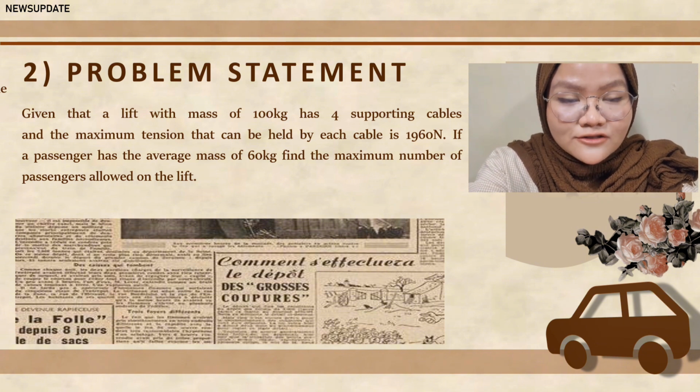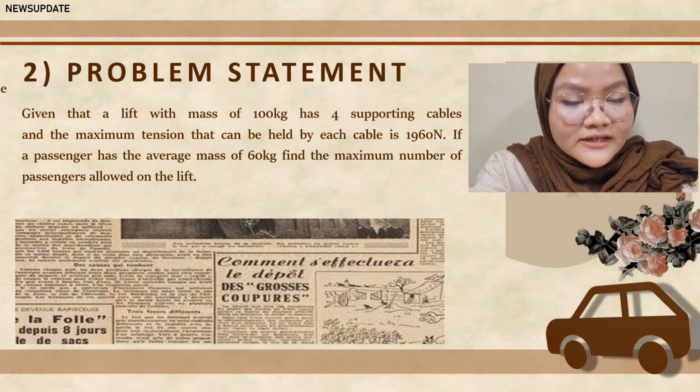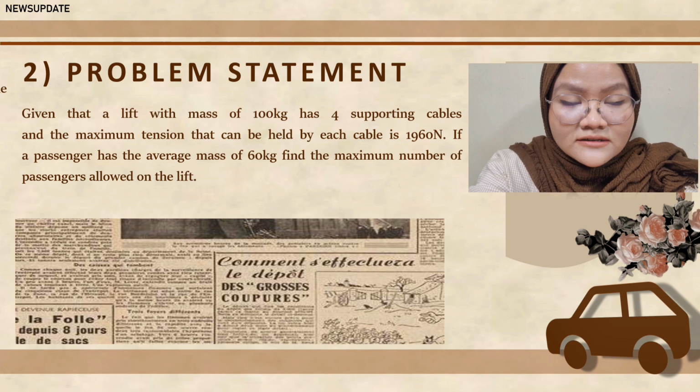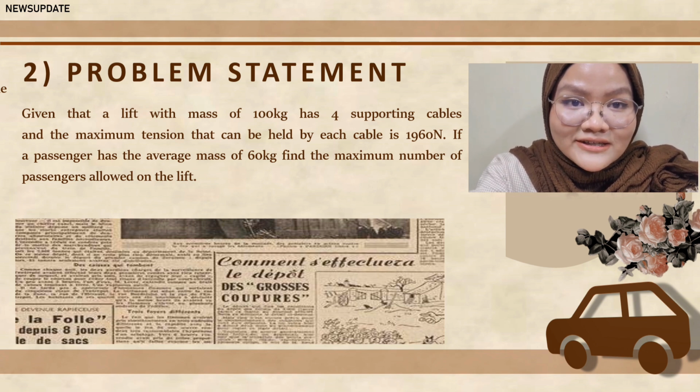Now, let's get to problem statement number 2. Given that a lift with a mass of 100 kg has 4 supporting cables, and the maximum tension that can be held by each cable is 1960 Newton. If a passenger has an average mass of 60 kg, find the maximum number of passengers allowed on the lift. So first, let's understand the question.